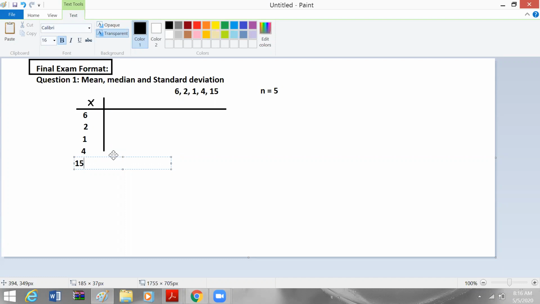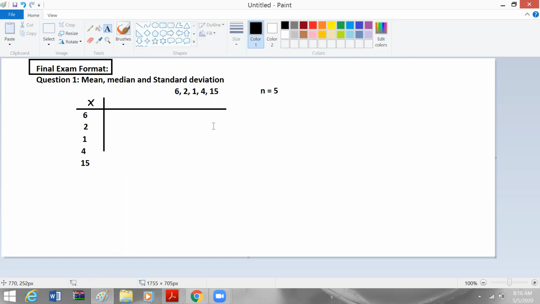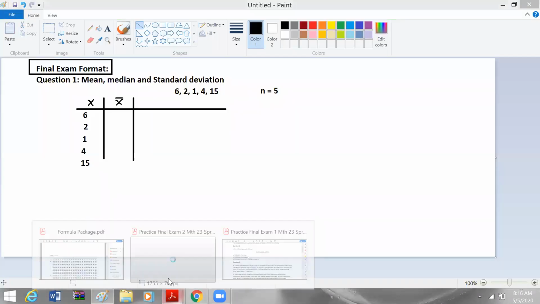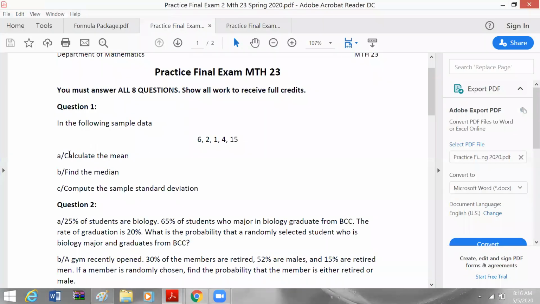However, we need to compute x bar first, right? We don't have the x bar, so we need to compute the average for all of this. How can we compute the average? The average is literally that we add them up and then we divide by n. When the question asks us to do the average, you're going to get 4 points on the final exams. So computing the average or the mean is going to give us 4 points on the final exams.